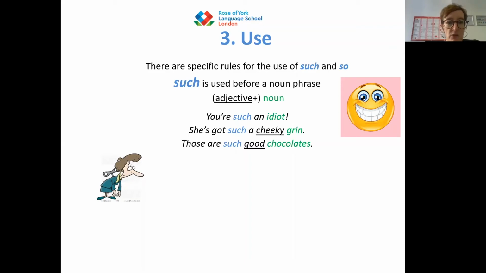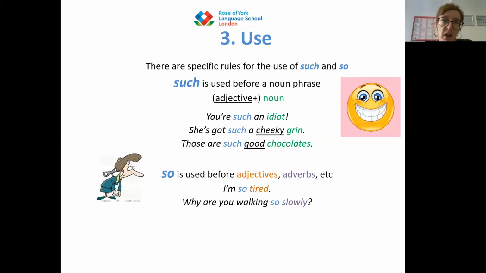Okay, and then if you look at the screen at the picture of that woman, poor woman, kind of bent down, she doesn't look very well. Why doesn't she look so well? We don't know. We can ask her. "I'm so tired." "So" is used before adjectives, adverbs, etc. So not a noun. So the little woman over there says, "I'm so tired."